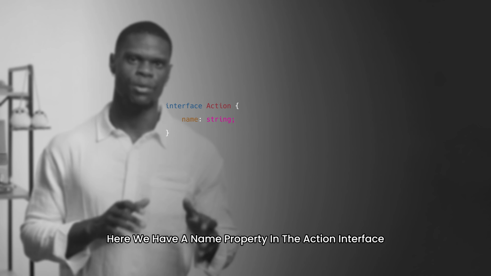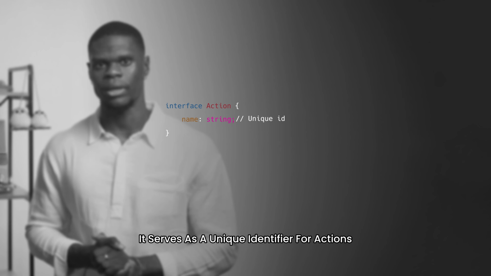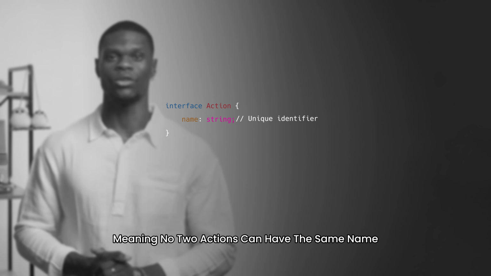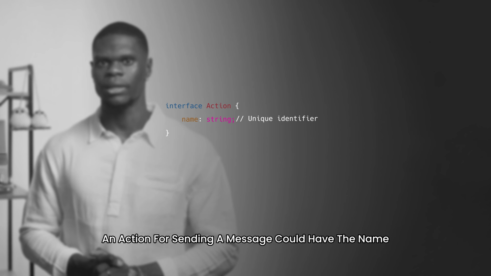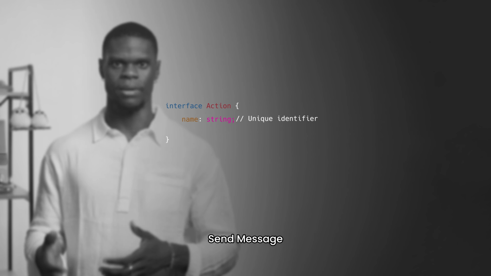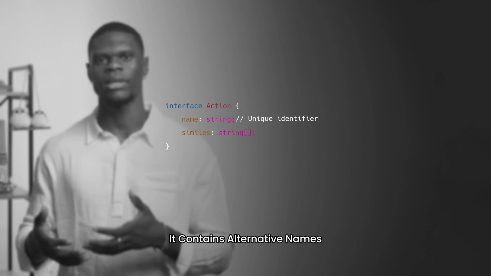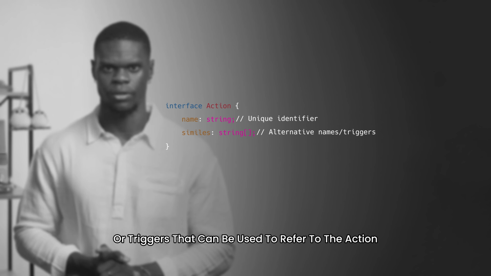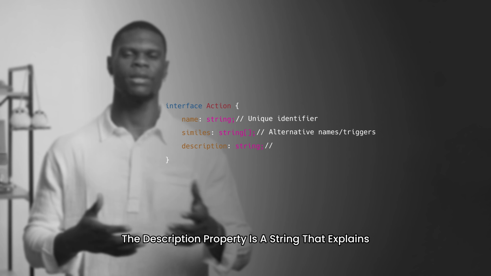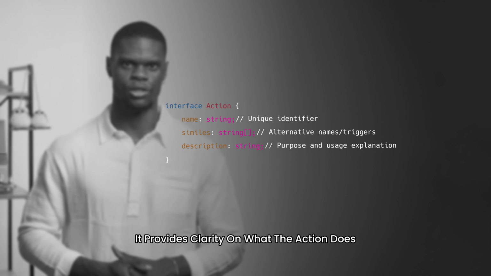Here we have a name property in the action interface, which is a string. It serves as a unique identifier for actions, meaning no two actions can have the same name. For example, an action for sending a message could have the name send message. Next, we have the similes property, which is an array of strings. It contains alternative names or triggers that can be used to refer to the action. The description property is a string that explains the purpose and intended usage of the action. It provides clarity on what the action does.